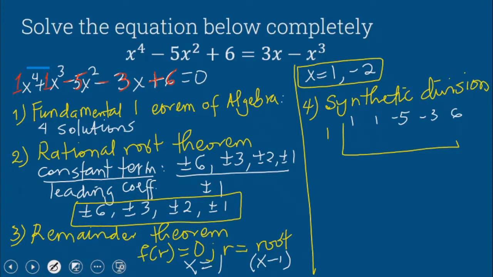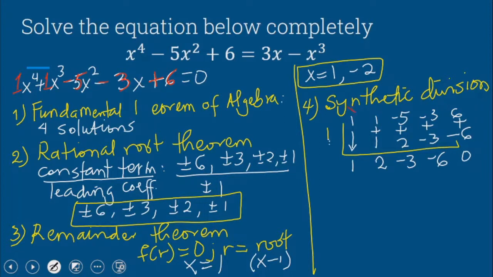So how we do the synthetic division is the first coefficient, you move it down, then you multiply across the diagonal. Okay, so 1 multiplied by 1 will be 1. Then you add: 1 plus 1 will be 2. 1 multiplied by 2 is 2. 2 plus negative 5 will be negative 3. 1 multiplied by negative 3 will be negative 3. Negative 3 plus negative 3 will be negative 6. 1 multiplied by negative 6 will be negative 6. Negative 6 plus 6 will be 0.